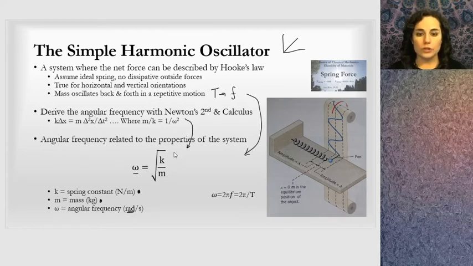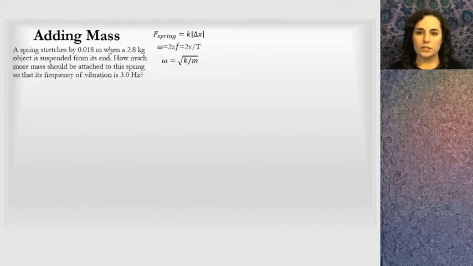So we're going to use this equation in the next example, where I've chosen a situation where we have some sort of initial frequency, adding mass. A spring stretches by 0.018 meters when a 2.8 kilogram mass is suspended from its end. How much more mass should be attached to the spring so that its frequency of vibration is 3 hertz? F is to be 3. And we see F is up here in the omega equation. So I'm going to say that F equals 3 hertz and omega equals 2 pi F.